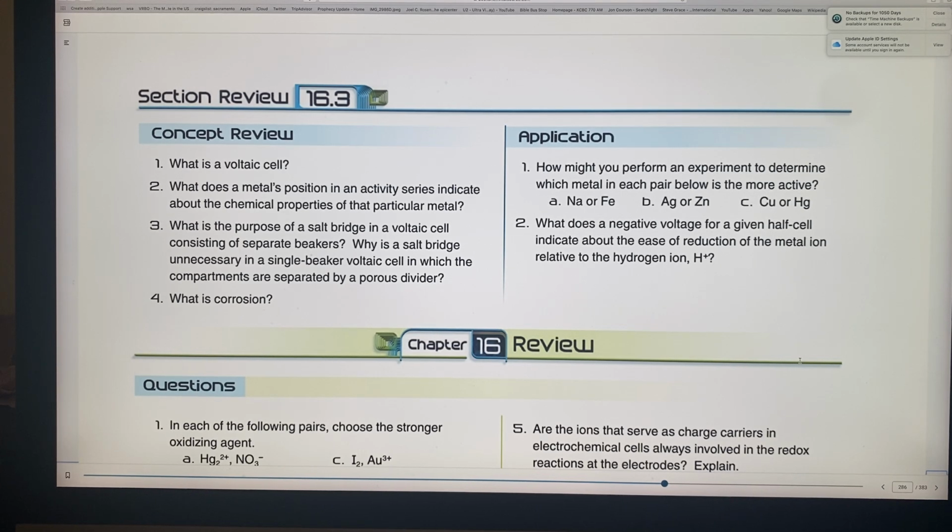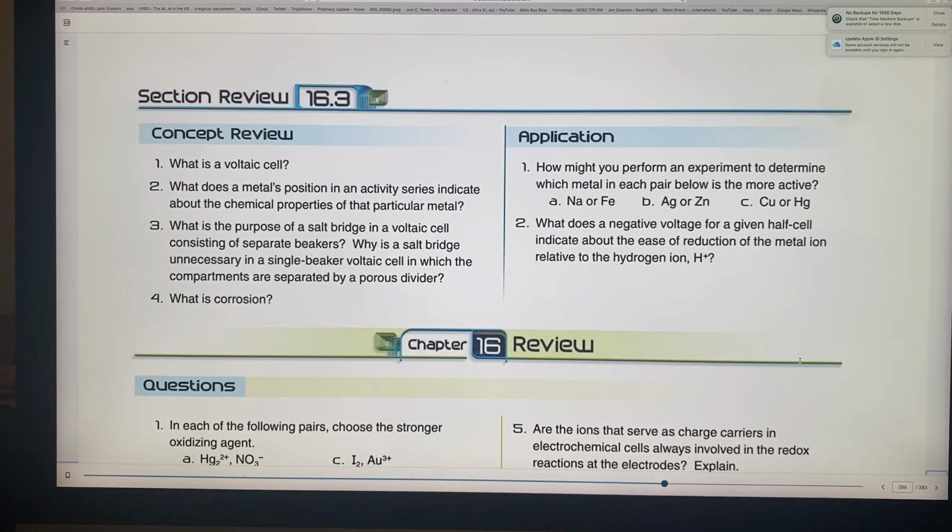So what is the purpose of a salt bridge in a voltaic cell consisting of separate beakers? Well, the salt bridge is going to be that place where they separate it, so the reaction doesn't just happen so quickly. They're going to force the electrons out, but instead of having something like a cardboard between, the salt bridge applies that bridge of separation, where the electrolyte solution can get through it, but the metals can't. And in that way, by controlling that, you can control the electrons going through the wire.